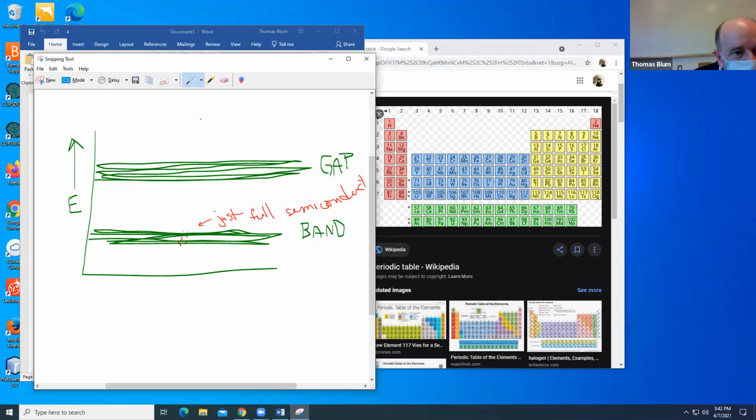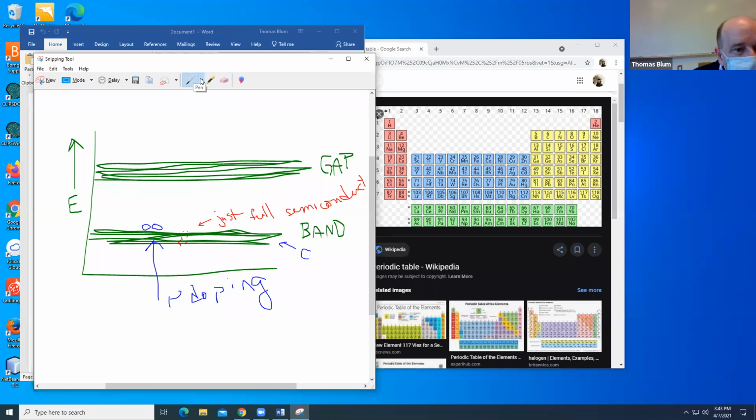Okay, but when I dope, I empty up. So let me draw them as what we call a hole. So when you dope, this is called P doping. You get some holes, some empty levels in what's called the conduction band.